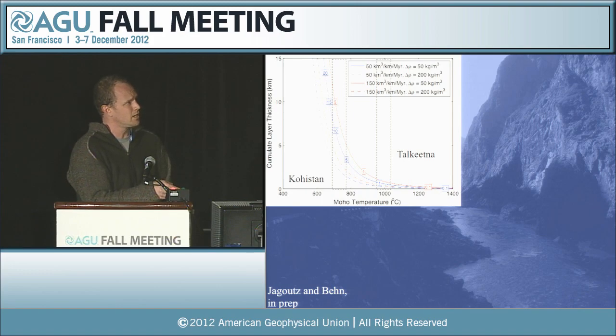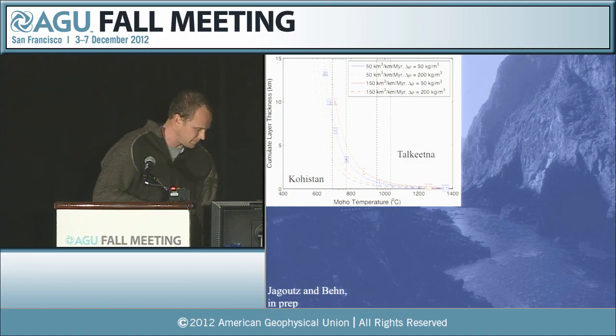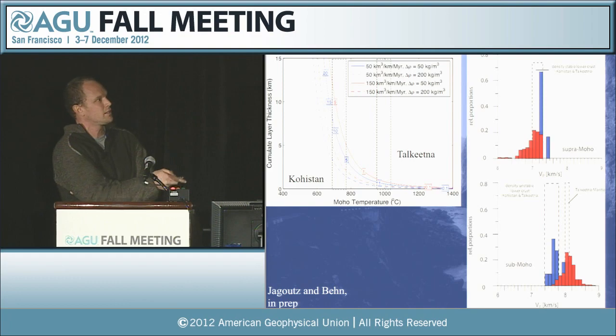And because of that, it looks like in Talkeetna you would delaminate a layer that is a few kilometers thick every million years or so, whereas in Kohistan you would build up a layer of around 10 kilometers thickness, and it would take somewhere between 5 and 15 million years to delaminate it. And that fits very well with our observation of the layer of density unstable material preserved in Kohistan. And that leads me nearly to my last slide.